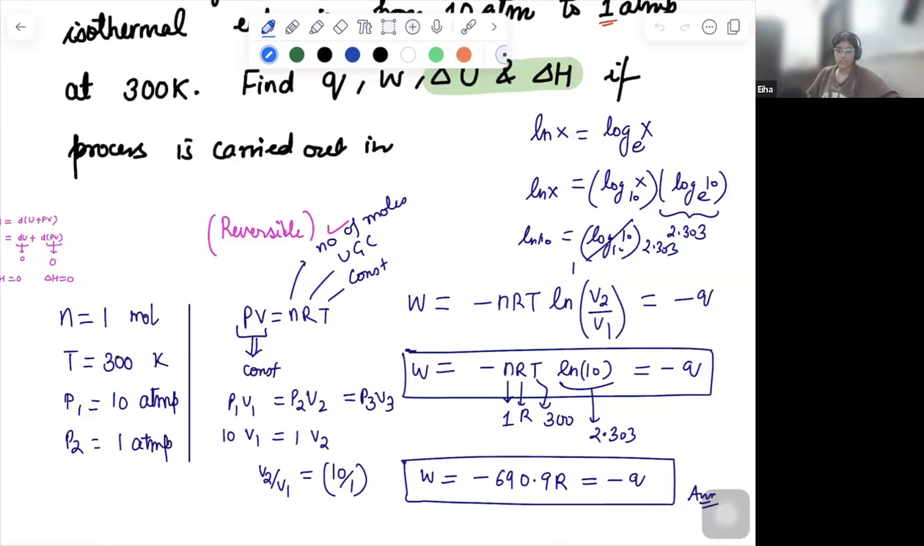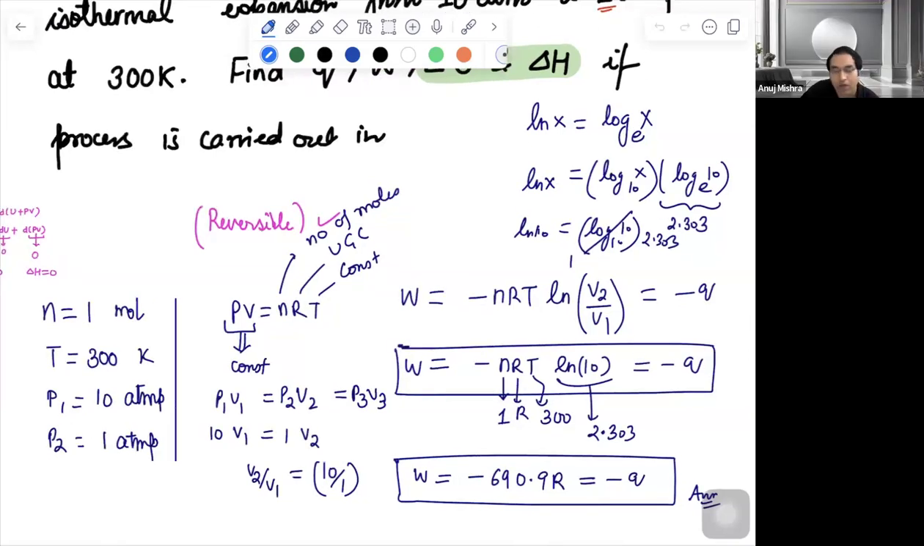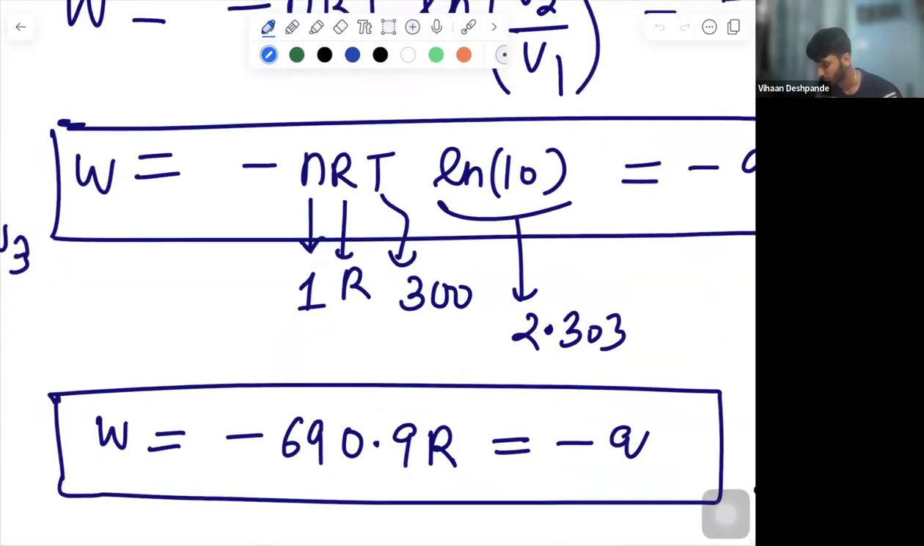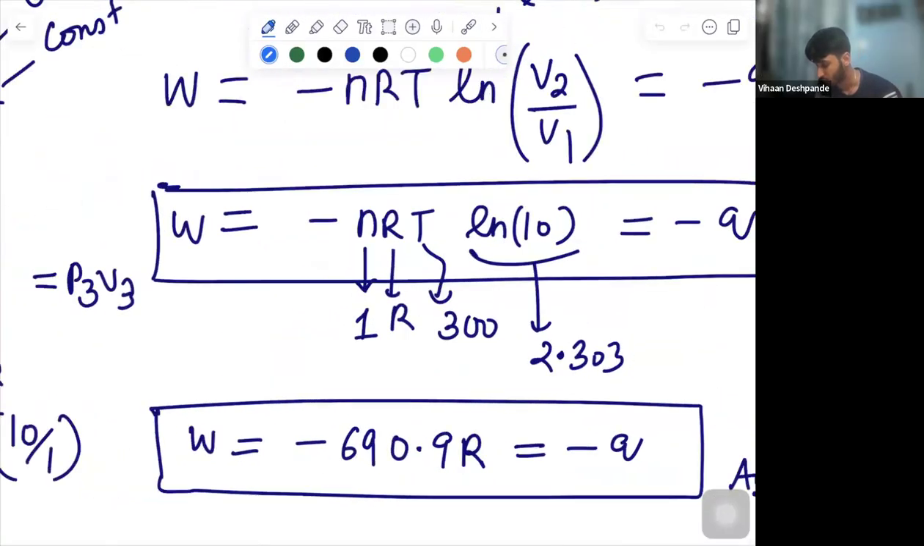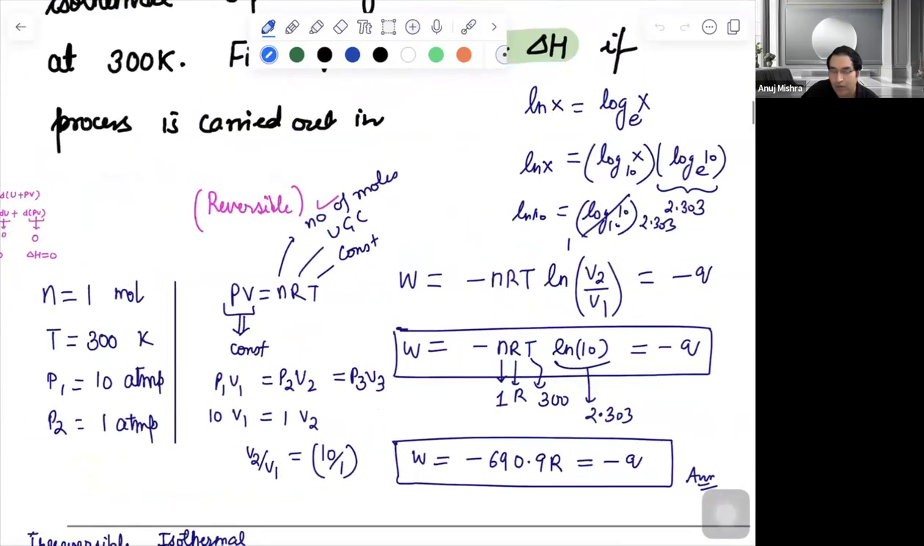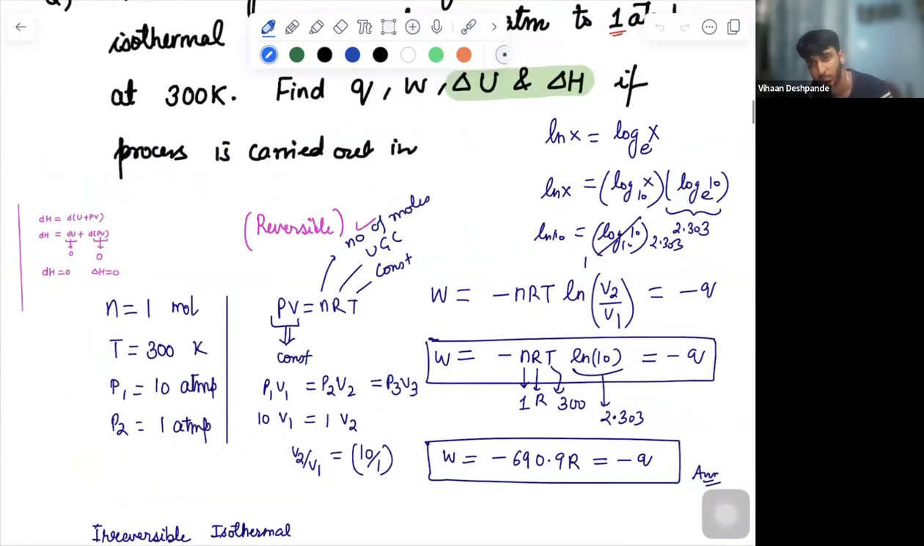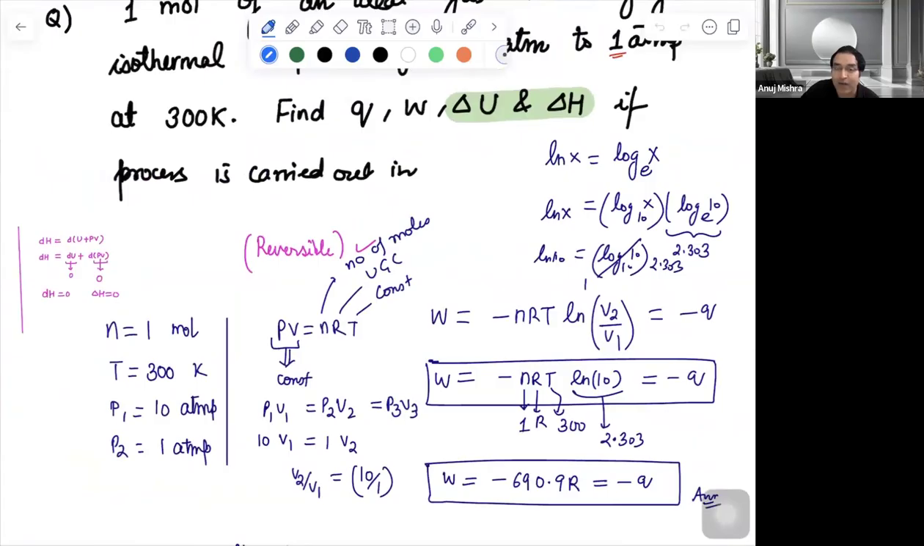Are you getting this answer, everyone? Please check. Yes, sir. सबका आ रहा है? कोई doubt? So delH and delU will be 0. The next part is delta U and delta H.